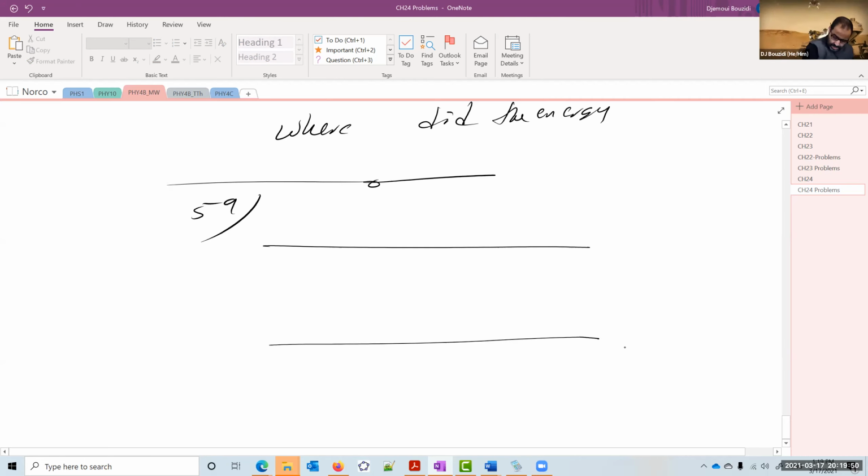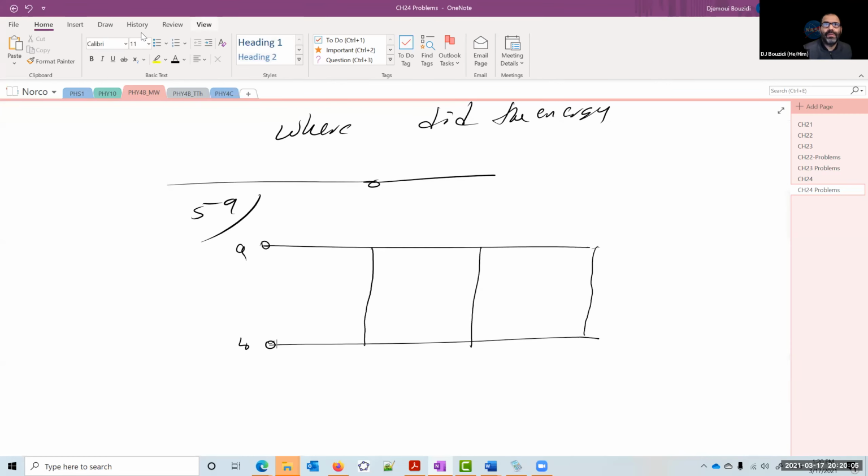Okay, and then we have this wire in here, and this wire in here, and this wire in here. This point is A, this point is B. And then what else do we know?